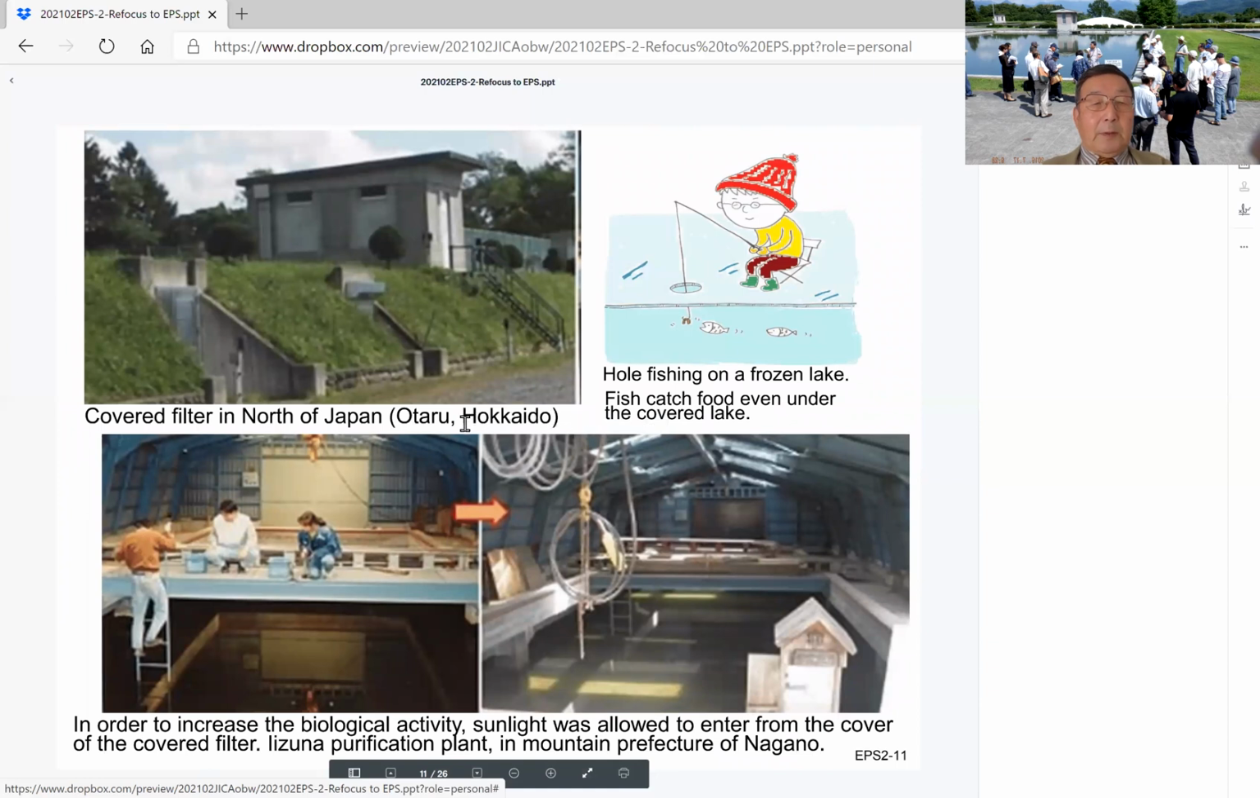In the northern part of my country, there are several covered filters. This is Hokkaido, in the north. And in my prefecture, near my city, there is also a covered filter. But in the cold, even in a frozen lake, usually we can catch fish, even under the covered ice.